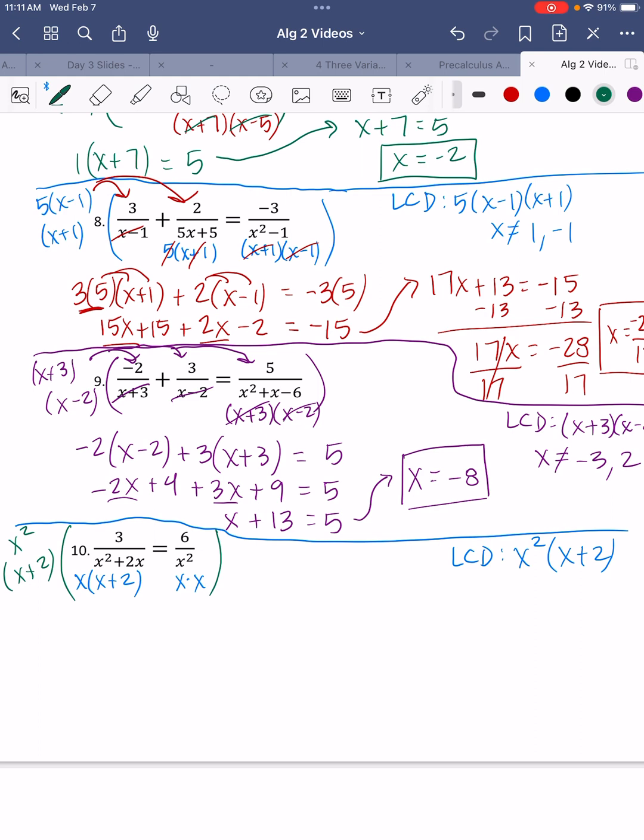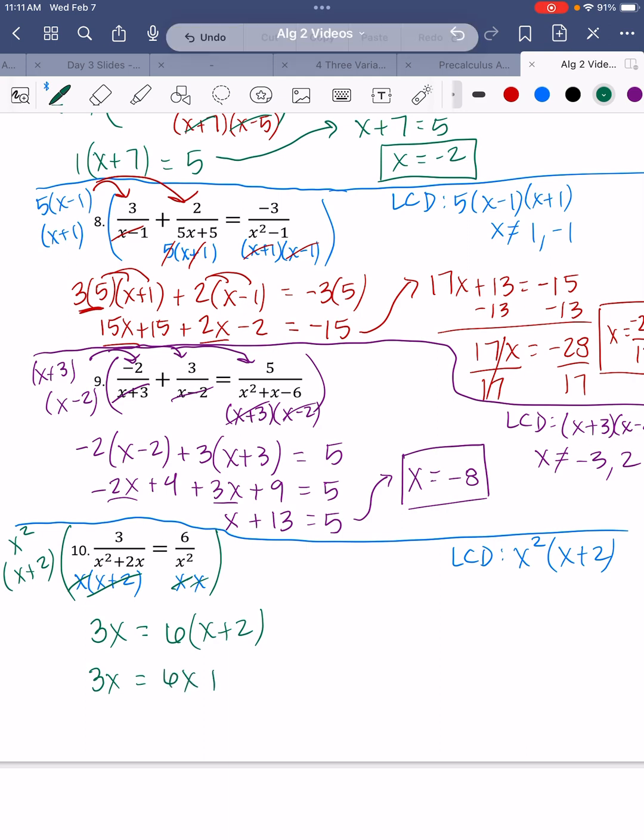So in my first fraction, it's going to make the x plus 2 cancel, one of the x's cancel, and 3 will be left with the other x. On the right side, the x squared will cancel, and 6 will just be left with x plus 2. And now we're just going to distribute. Subtract 6x. And divide by -3. So I get -4.